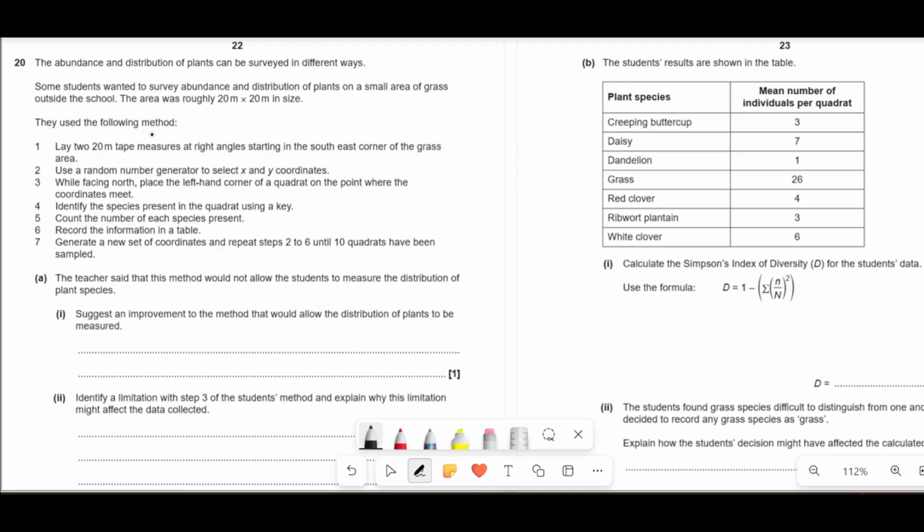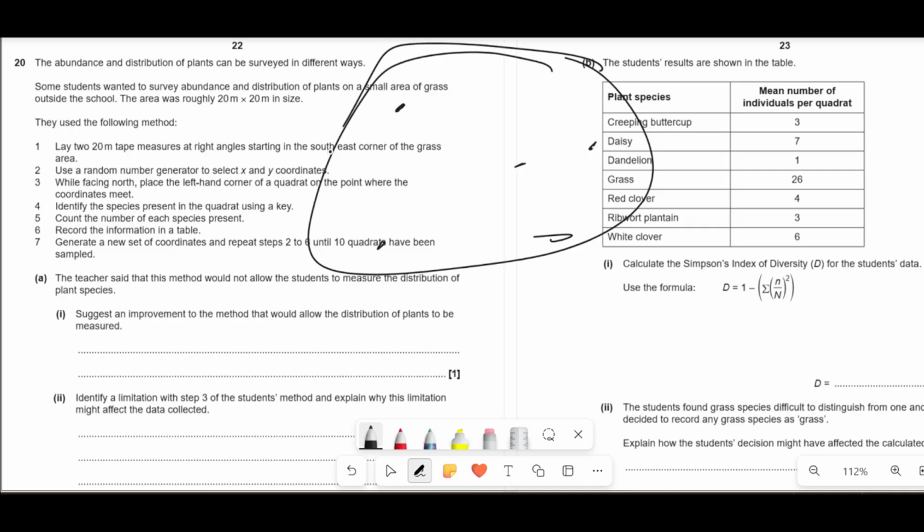So don't read the question and think it wants you to talk about random sampling and this and that. Abundance is simply counting the numbers of things in an area. So you can do here, here, here, here, and find a mean and scale it up. Because you could find it per centimeter squared, and then you times it out for the whole area. Distribution is where in this area they are mostly found.